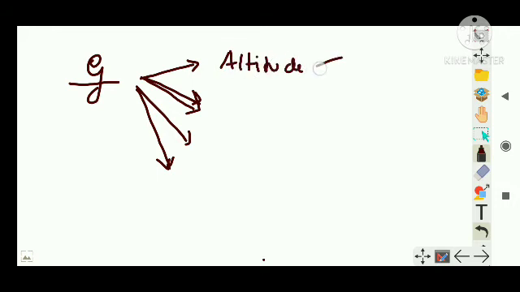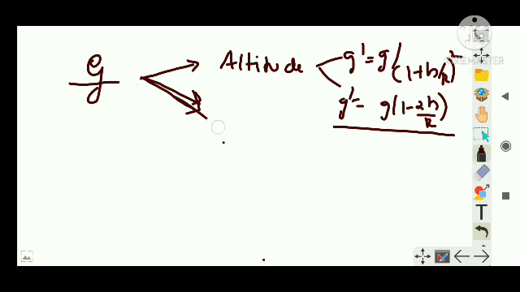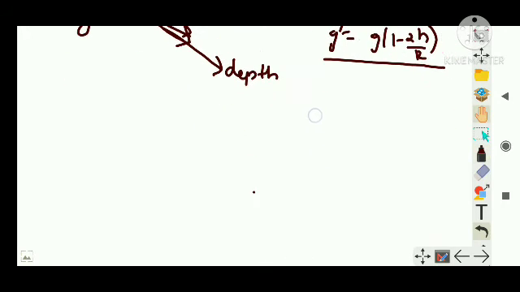Which is one, g dash is equal to g divided by bracket 1 plus h by R whole square, or g dash is equal to g into 1 minus 2h by R. These were two expressions, right? Now the next topic which we are going to deal with is how depth is going to affect the value of acceleration due to gravity. So we are going to derive that one.